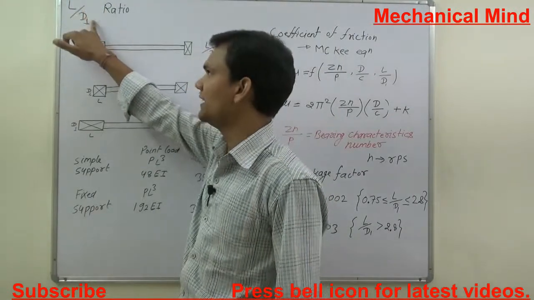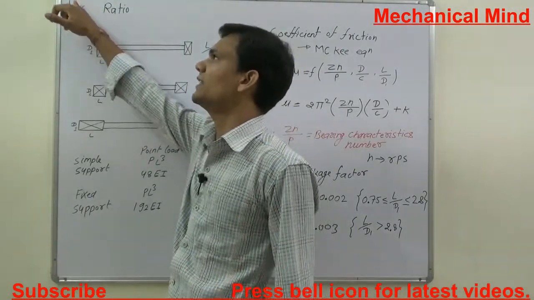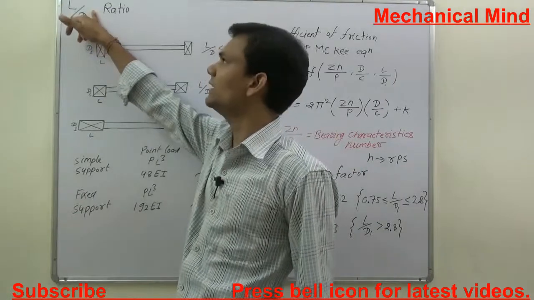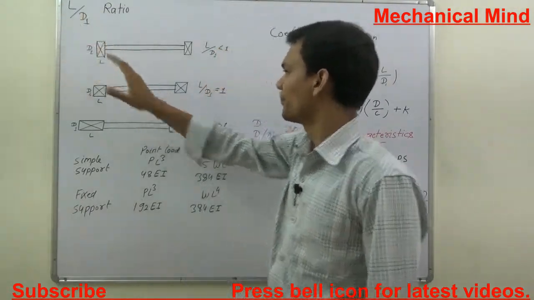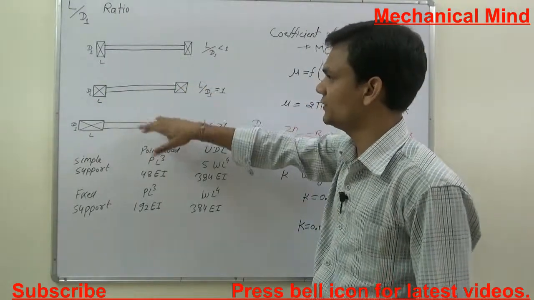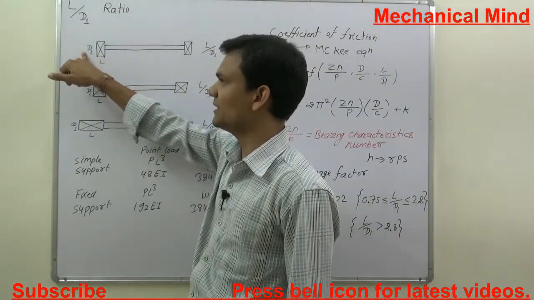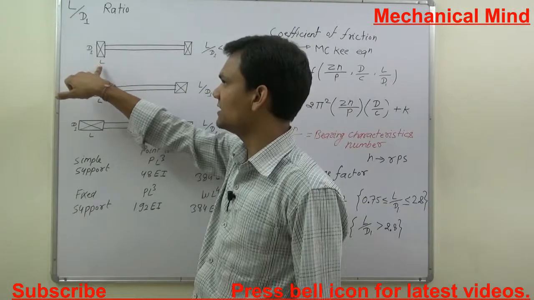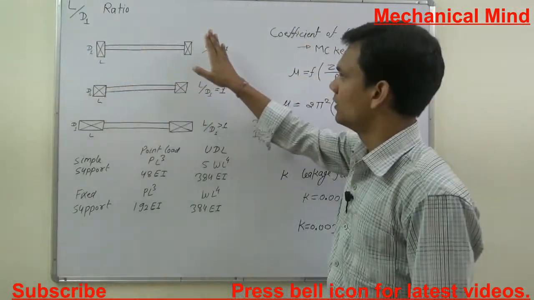of the bearing and D1 is the diameter of the bearing. Here I draw three cases for the L by D1 ratio, where D1 is the diameter of the bearing and L is the length of the bearing.